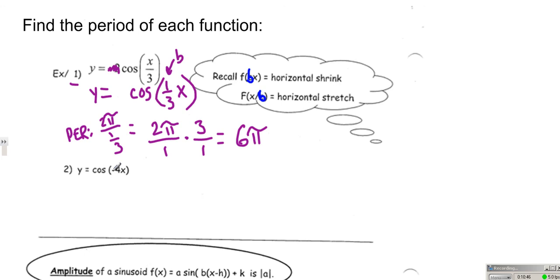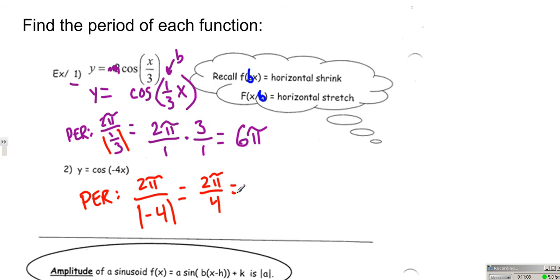Okay, number 2, y equals cosine of negative 4x. Again, if we want to find the period, then we take 2 pi over, and we didn't do the absolute value here, we should have, but it was positive, so that didn't make any difference. But it will make a difference here. So we want to make sure that our period is a positive number. So this is really 2 pi over 4, which simplifies to pi over 2. So the period shrinks. We've got a horizontal shrink here by a factor of 4. So that period becomes pi over 2.